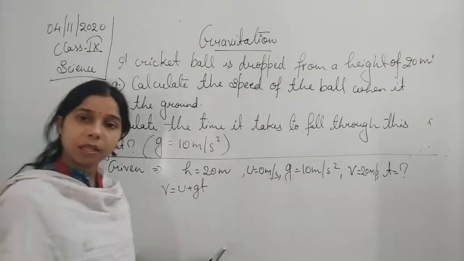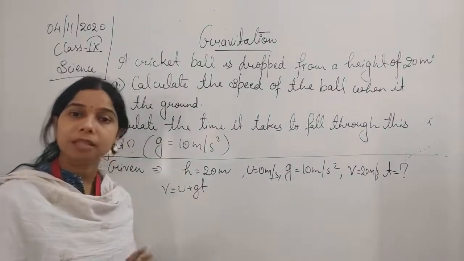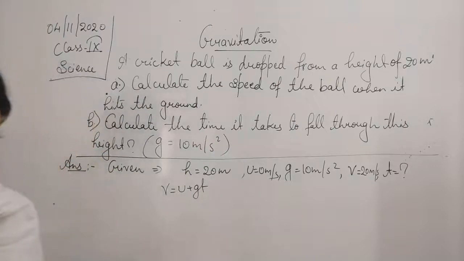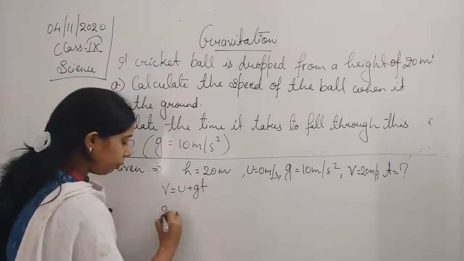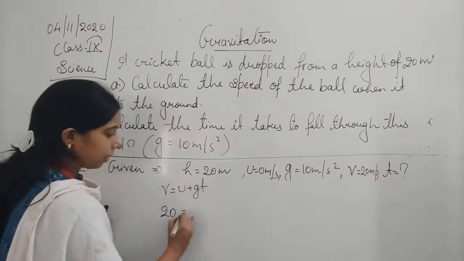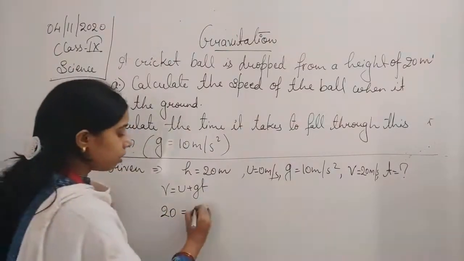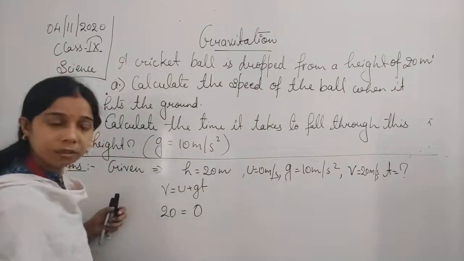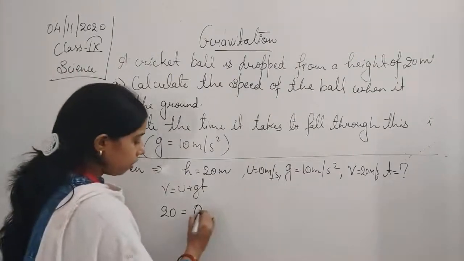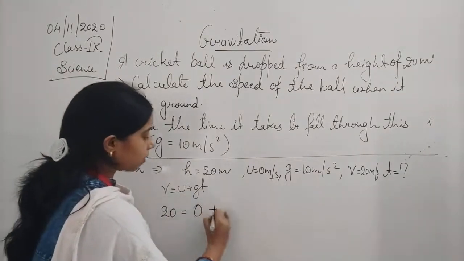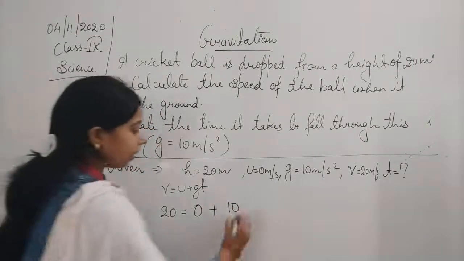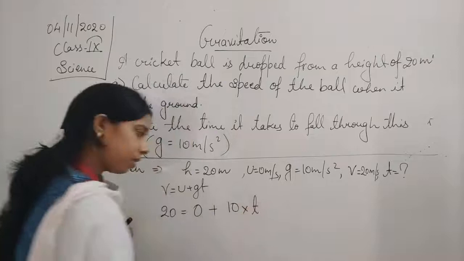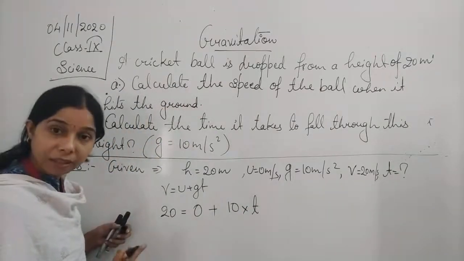Although again I am telling you, the value will remain the same. You can use any of the equations of motion. So the value of v came out to be 20 meter per second, and that of u is 0. We know the value, u is 0, plus g. What is the value of g here, students? That is 10, and the time is t, which we are going to find.